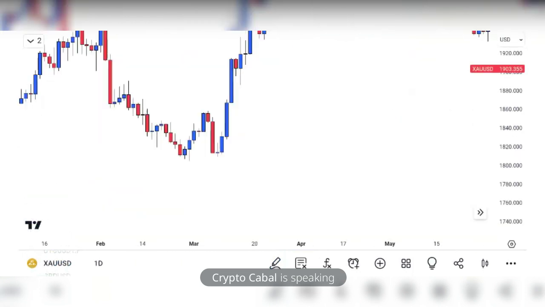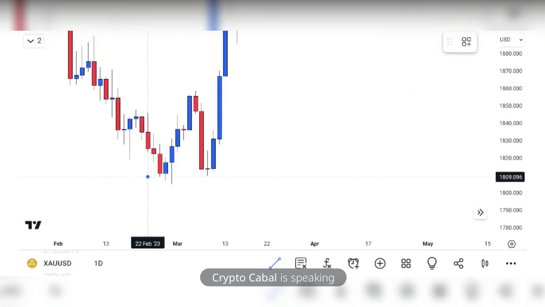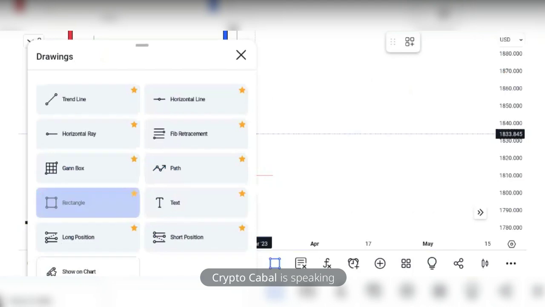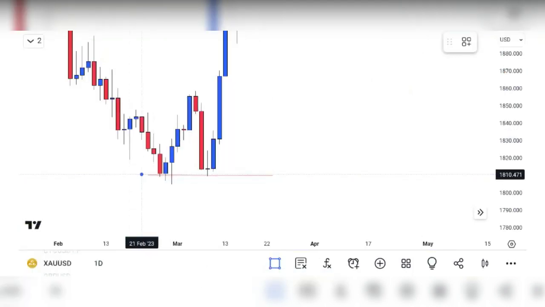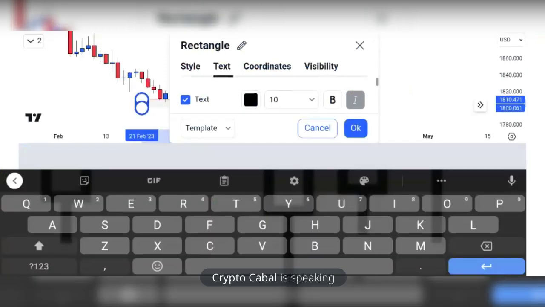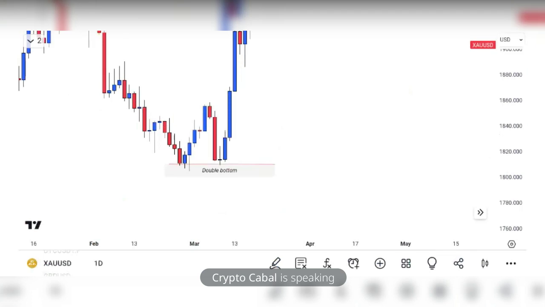Now, let me show you a double bottom. Let's take, for example, this particular point is a double bottom. Let me label it. Double bottom. Now, see what happened here. Price came into this point, tapped on it the first time, went up, then came down the second time, tapping on it the second time. Then after that, what happened? We have a massive push towards the upside.